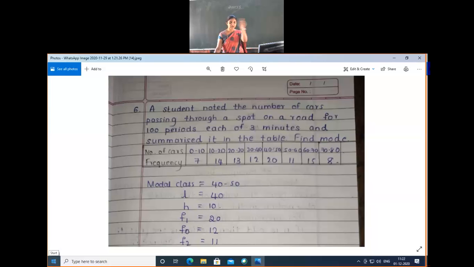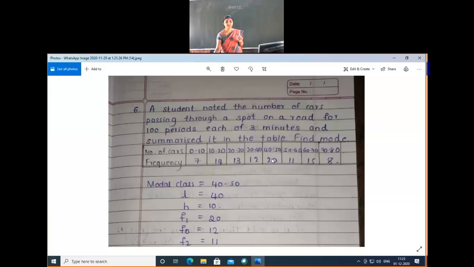A student noted the number of cars passing through a spot on a road for 100 periods, each of 3 minutes, and summarized it in the table. Find the mode. Actually, a boy sits and notes how many cars pass in 3 minutes, and prepares a table. The table: number of cars 0 to 10, 7; 10 to 20, 14; 20 to 30, 13; 30 to 40, 12; 40 to 50, 20; 50 to 60, 11; 60 to 70, 50; 70 to 80, 80. This table is given in the problem. So we have to find the mode of this data.